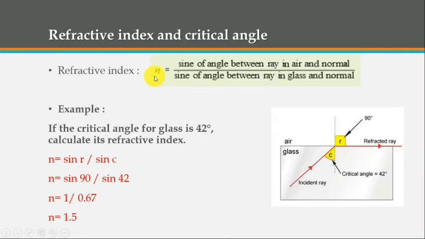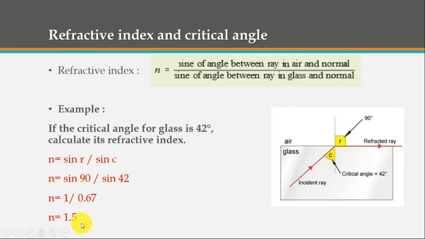So, how to find it? n equals sine of the angle between the ray in air and the normal, over sine of the angle between the ray in glass and the normal. What is the angle between the ray in air and the normal? Here is the ray in air and normal. It's 90 degrees, so sine 90 over sine what? The angle between the ray in glass and the normal. It is 42. Sine 90, we know it is 1. So 1 over sine 42. The answer is 1.5. So the refractive index for glass is 1.5.